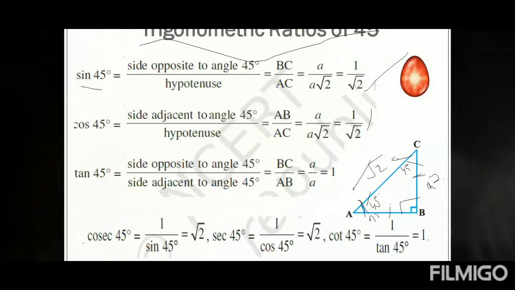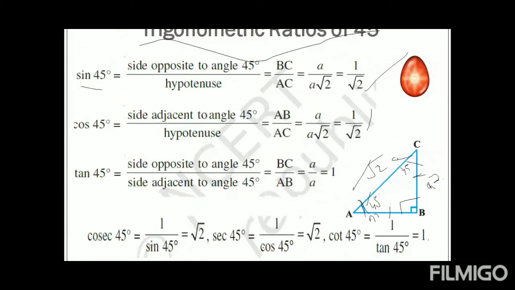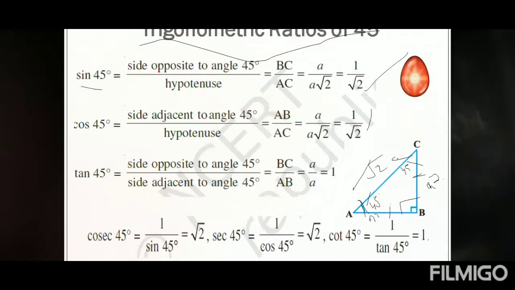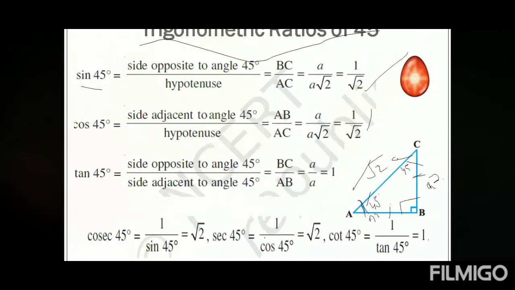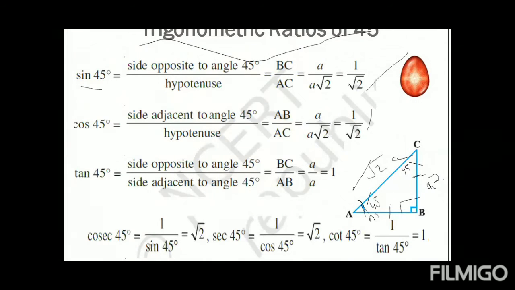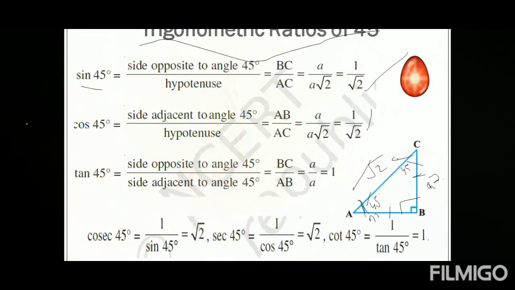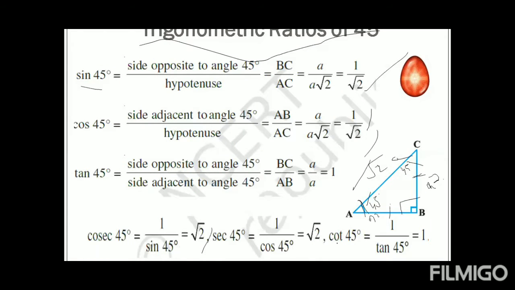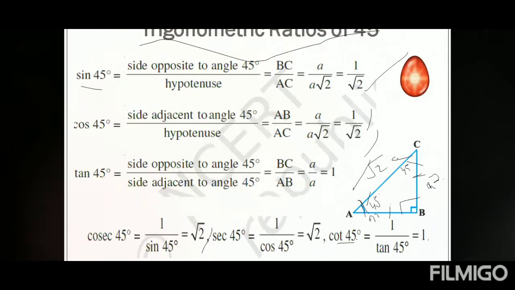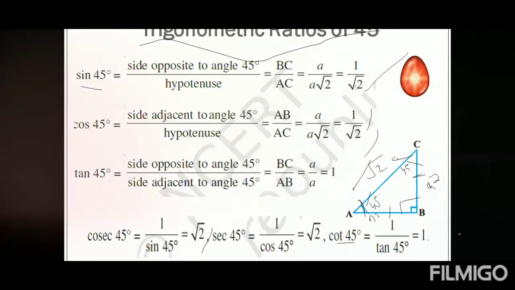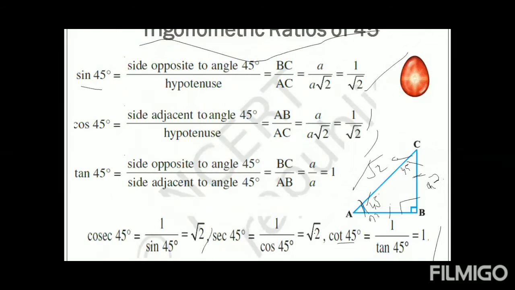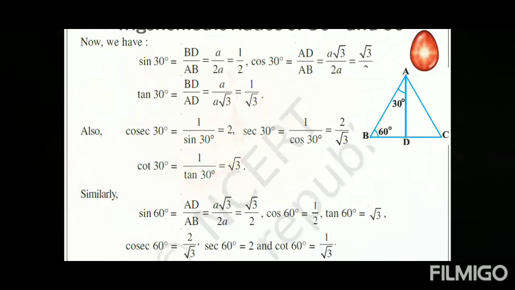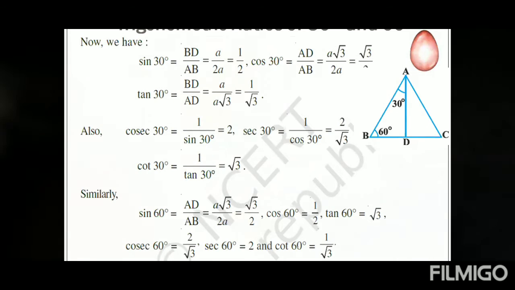And now cosecant A. Cosecant A is the reciprocal of sine A. So cosecant 45 is the reciprocal of sine 45, that is root 2. Secant 45 is the reciprocal of cos 45, so it is also root 2. Cot 45 is the reciprocal of tan 45. So the reciprocal of 1 is 1. We have found everything.